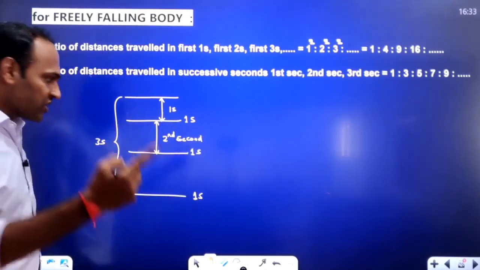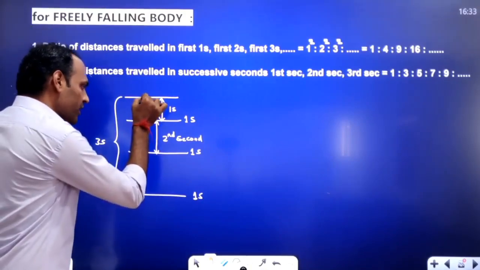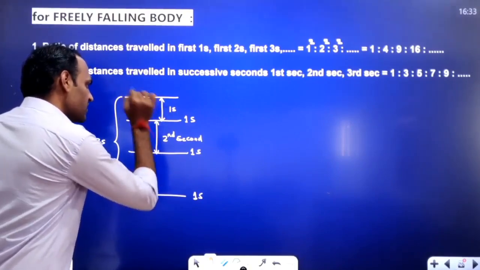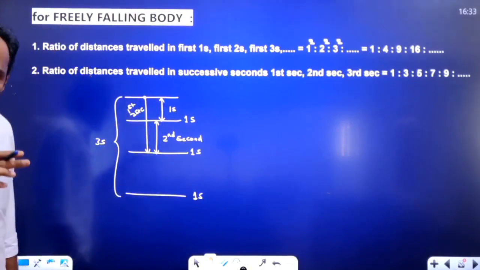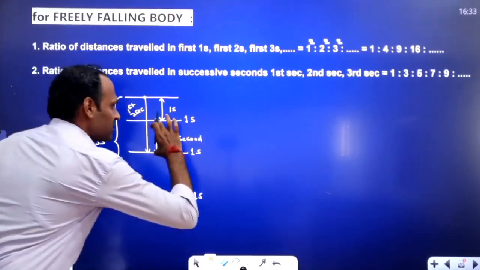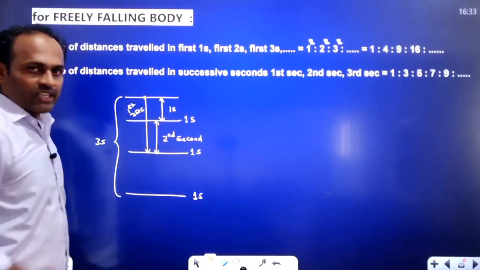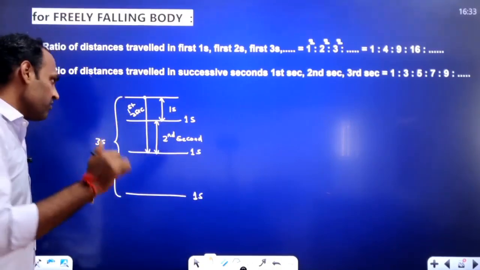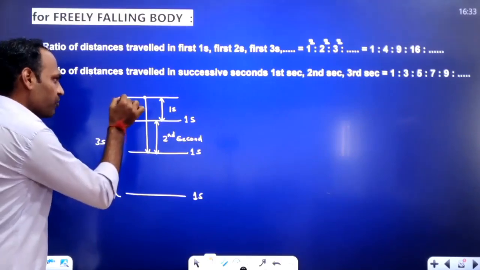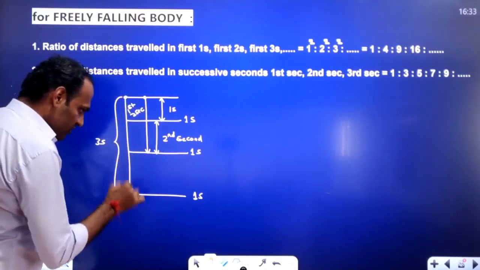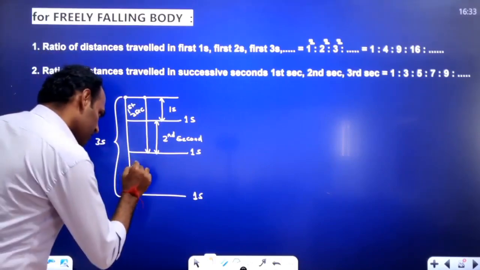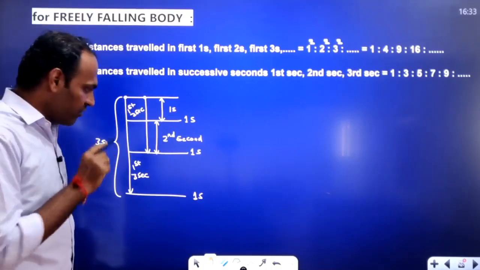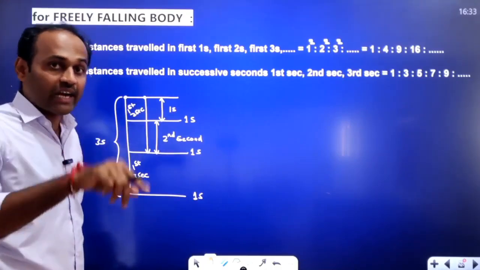Distance traveled in first 2 seconds means from the starting point to this point. Distance traveled in the second second is only this part. Distance traveled in first 3 seconds is from the starting point to this point. If I ask you what is the distance traveled, where should I mark the distance traveled in the third second only?